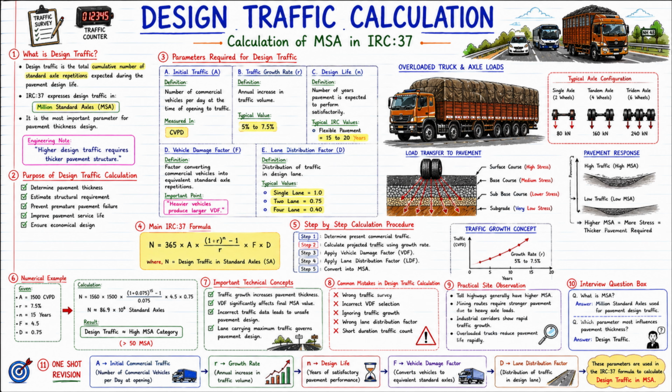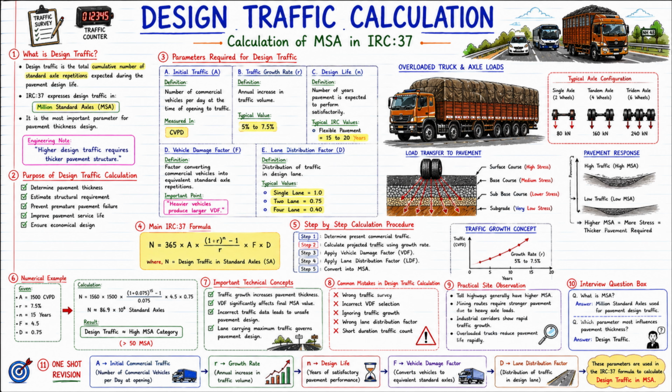Now look at the pavement response diagram. Higher MSA means more stress, thicker pavement required. Now look at the traffic growth graph. Traffic is continuously increasing in the future. If the traffic growth prediction is wrong, that means the future prediction was wrong, so the entire pavement may become unsafe.